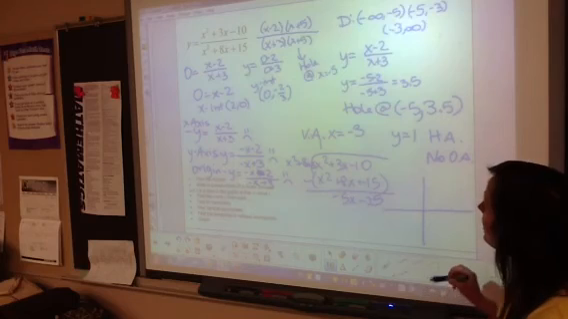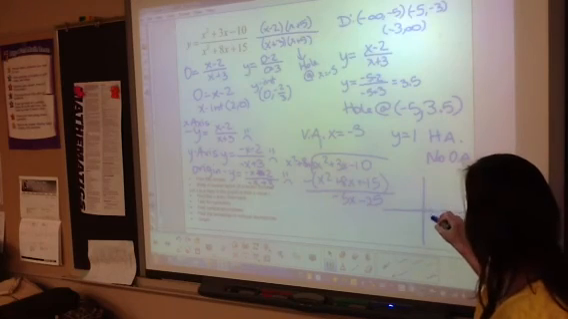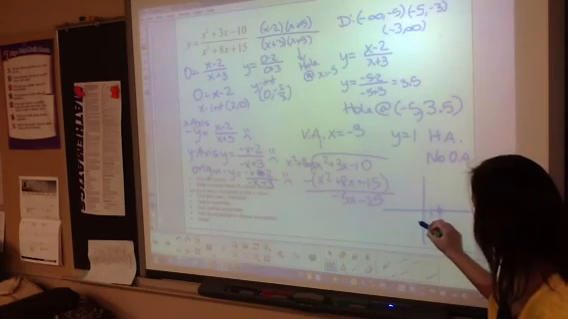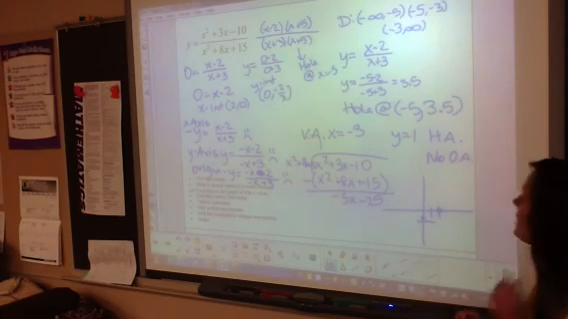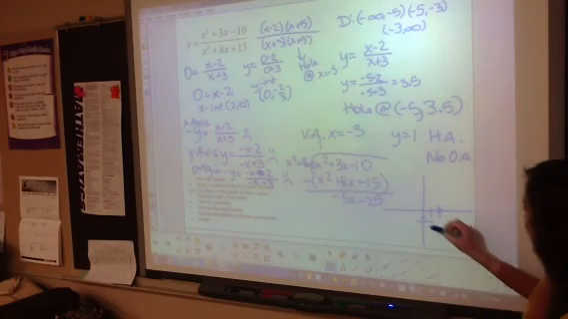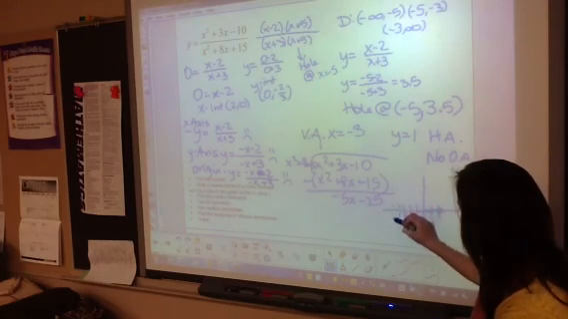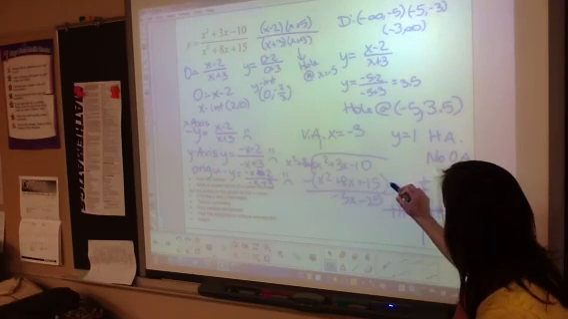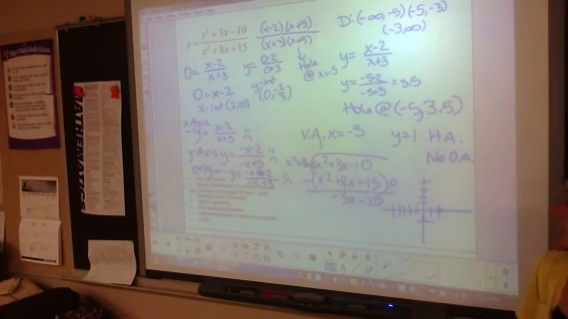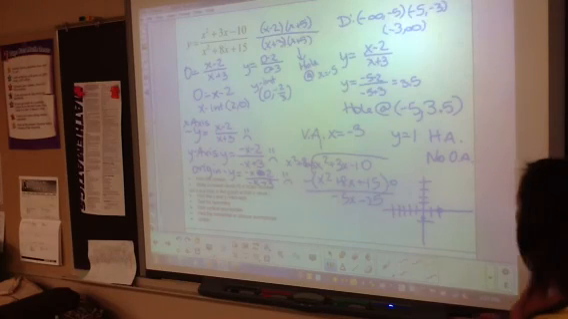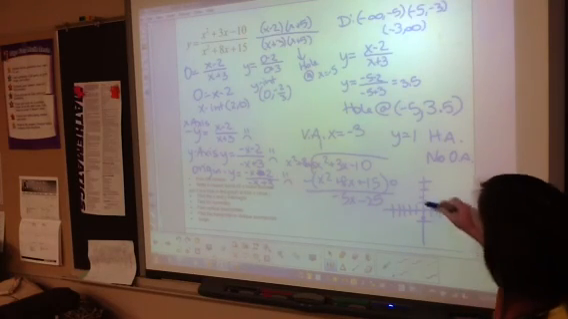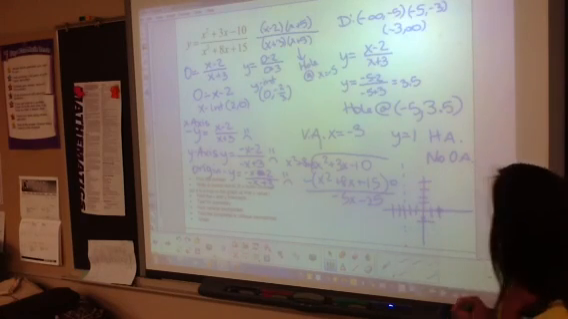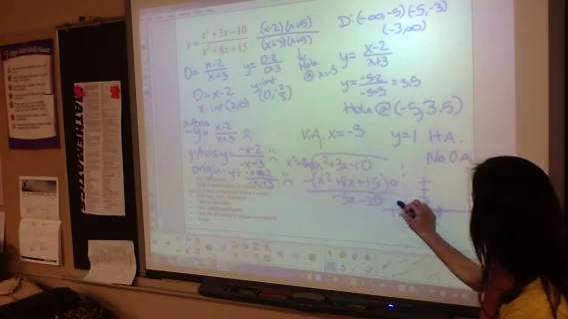So we plot our intercepts. One at x equals 2, 0, and one at 0 and negative 2/3. Alright. Then we're going to plot that hole at negative 5 and 3.5. Notice it is an open circle right there because it's a hole. Alright, from there we got our vertical asymptote at x equals negative 3. We have a horizontal asymptote at y equals 1.